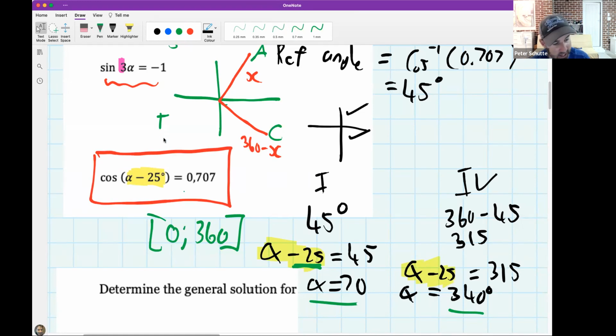Okay. Again, if you're not getting it, don't be discouraged. This takes lots of practice. But the good news is once you've practiced it enough, the method doesn't really change.